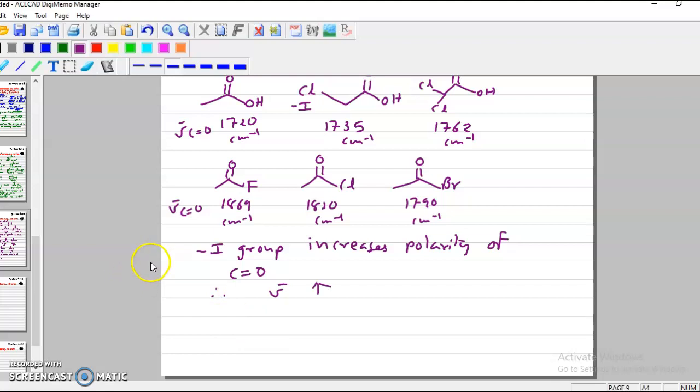So these are the three main factors affecting C=O. There are two more that I'll explain to you in the next lecture. Thank you so much.